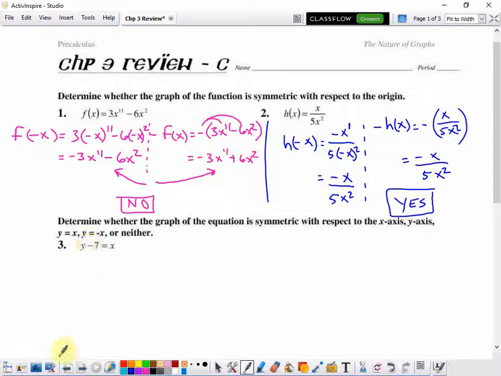Y minus 7 equals x. Does that have symmetry with respect to the x-axis? To find out, I'm going to change y to the opposite of y. Because if there's symmetry with respect to the x-axis, that would mean I could flip it over the x-axis, and whatever y value I see, I would see the opposite of that same y value as well.